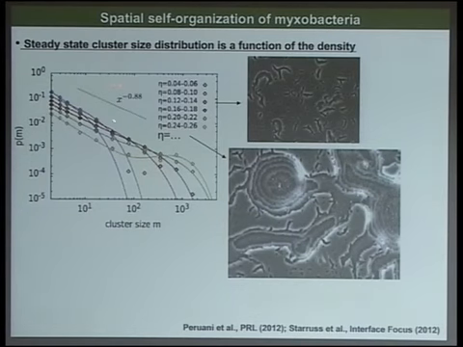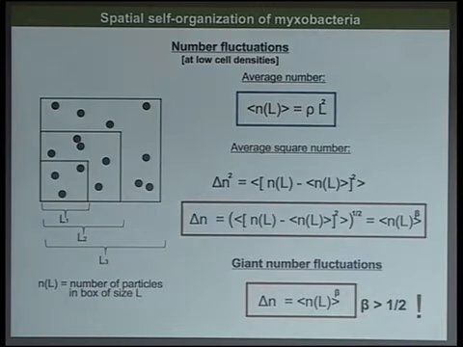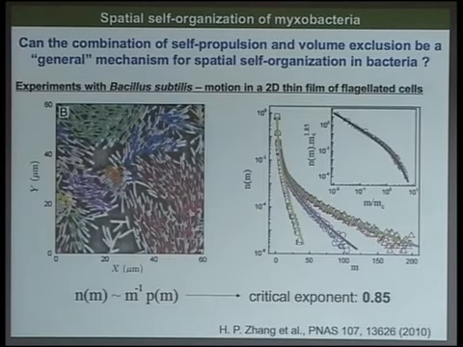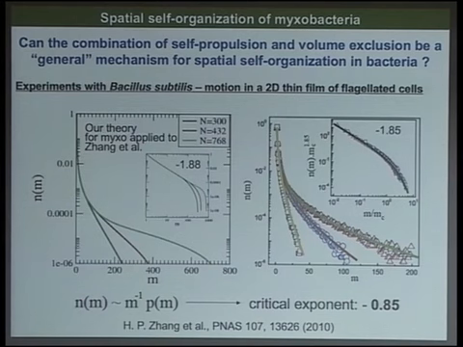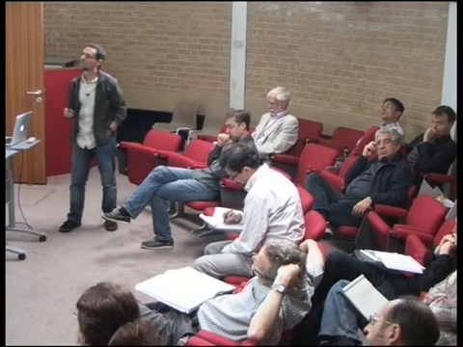So you see the value that we measure, yeah? So they measure 0.85, and we use here just our theory to check whether we could predict the same things that they were observing in the experiment. We can. But the interesting thing is that they also measure these giant number fluctuations, with an exponent that is also very close. What I showed you before was 0.8, here it is 0.75.